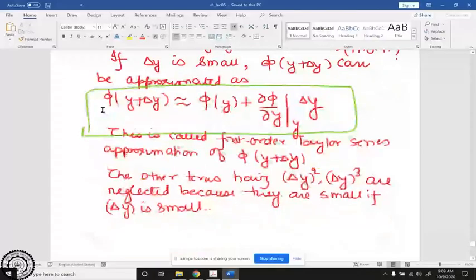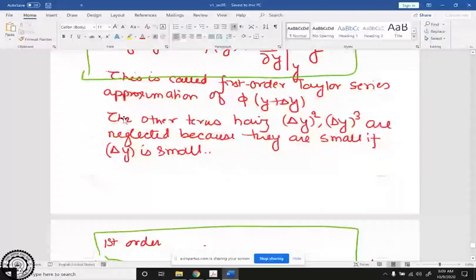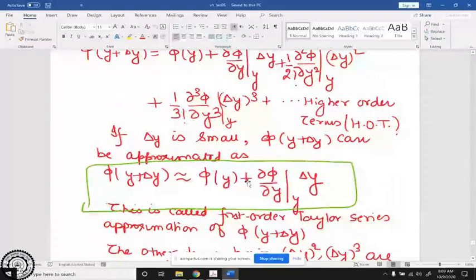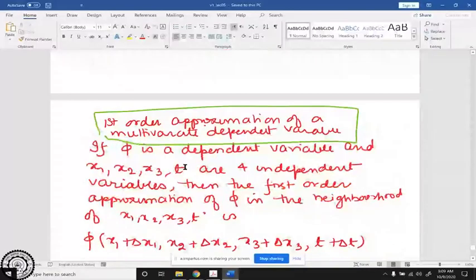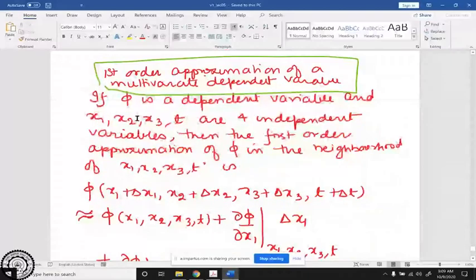Okay, so this expression is applicable when phi depends only on one independent variable, that is y. So it is a univariate variable. Now you can have a function phi which depends on many independent variables, and that is immediately relevant for us because we may have, say, temperature or pressure, which is like phi here, and it may depend on all three spatial locations and time. So I have one dependent variable, but four independent variables.